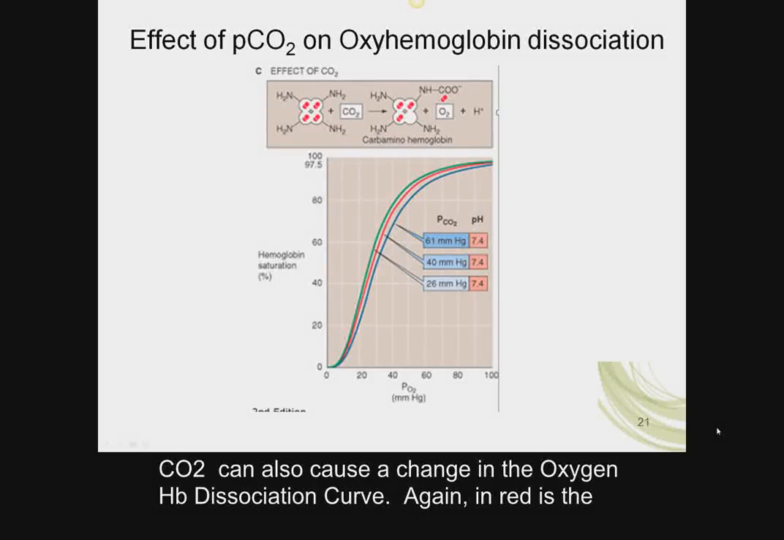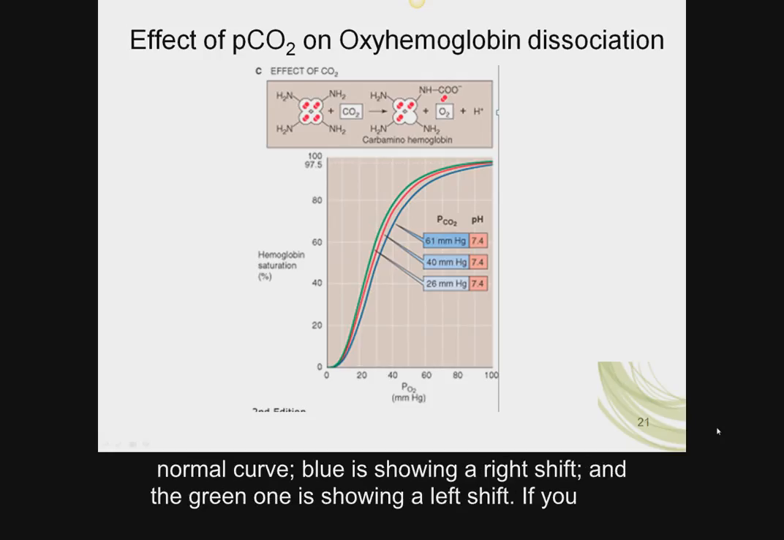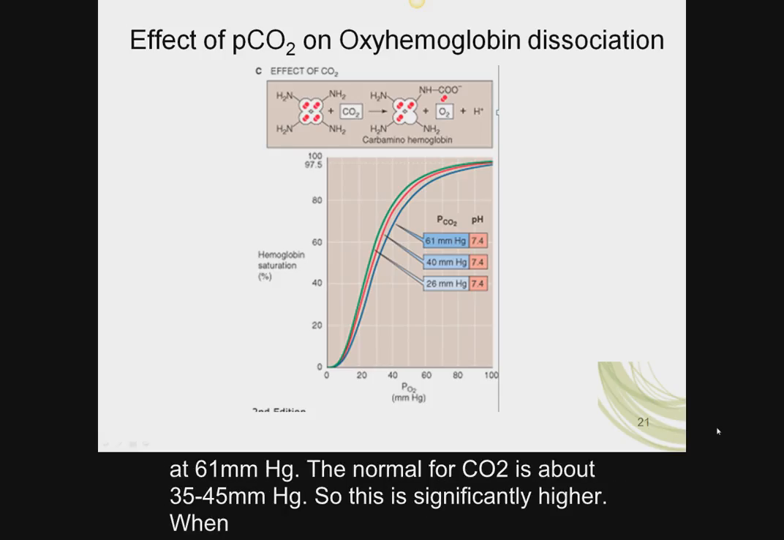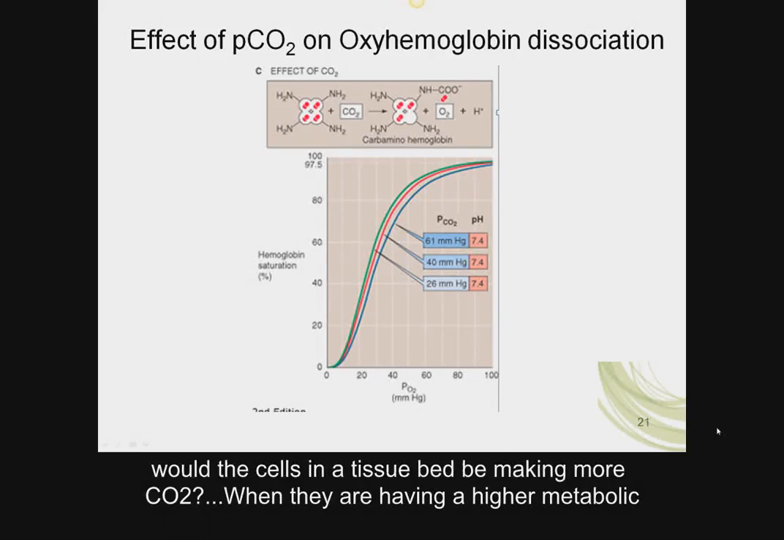CO2 can also cause a change in the oxygen hemoglobin dissociation curve. Again, in red is the normal curve. Blue is showing a right shift, and the green one is showing a left shift. If you look at the CO2 values now, you'll see that the blue curve shows a partial pressure of CO2 at 61 millimeters of mercury. The normal for CO2 is about 35 to 45 millimeters of mercury. So this is significantly higher.